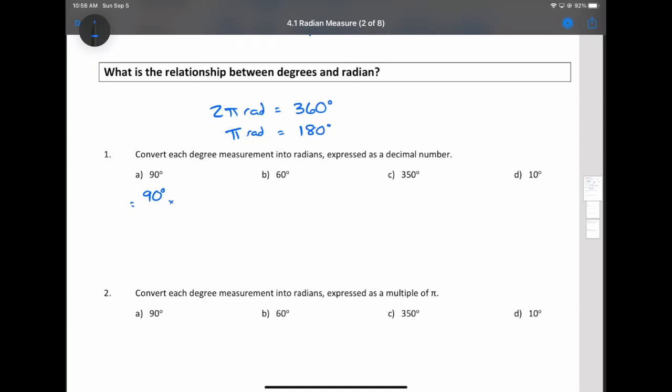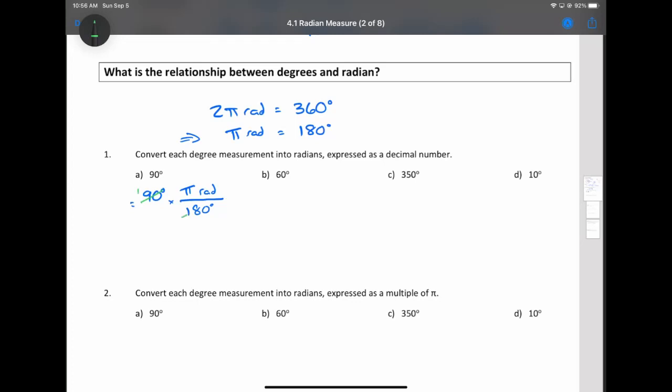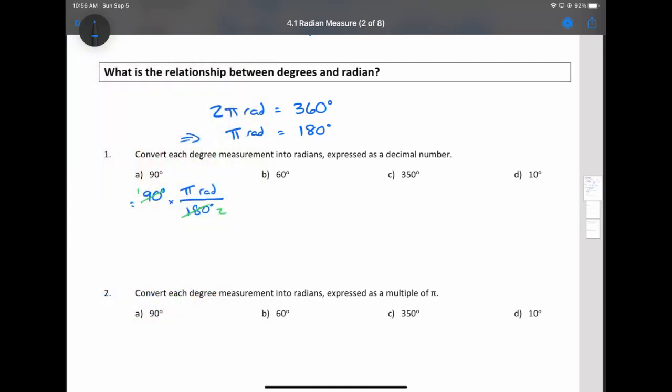It's just how we make that 1 look that is helpful. So for instance, I want this fraction to be equal to 1, which will be true as long as the top and bottom are equal to each other. So I'm going to put 180 degrees on the bottom and pi rads on the top. Because we just saw up here that pi radians and 180 degrees are equal to each other, which means that this fraction is actually equal to 1. Okay, why is that useful? The answer is we can cancel a few things out. 90 degrees over 180 degrees is the same thing as 1 over 2. 1 times pi rad over 2 is just pi over 2 radians.